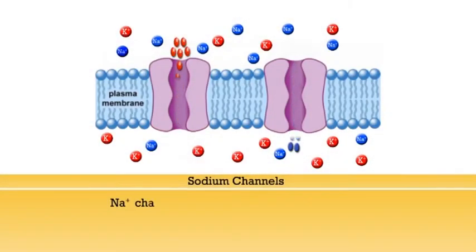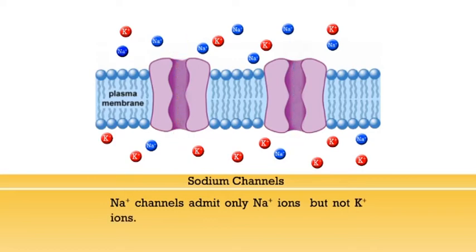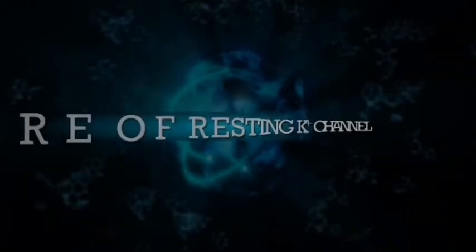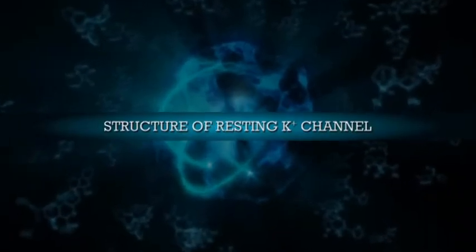All ion channels exhibit specificity for particular ions. Potassium ion channels allow only potassium ions, but not even closely related sodium ions, to enter. Likewise, sodium ion channels admit only sodium ions, but not potassium ions. Comparisons of structures and sequences of potassium channels of diverse organisms like bacteria, fungi, and humans established that they all share a common structure and seem to have evolved from a single type of channel protein. Now let's study the structure of the resting potassium channel.